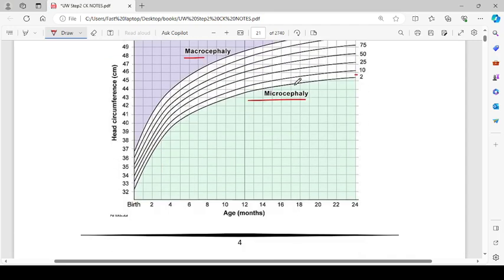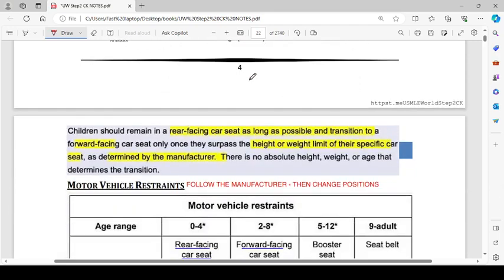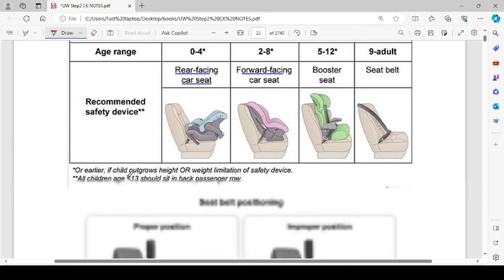Okay. And following, children should remain in rear facing car seats. Now we are talking about motor vehicle restraints. Children should remain in rear facing car seats, with transition to a forward facing car seat only once they surpass the height or weight limit of their specific car seat, as determined by the manufacturer. There is no absolute height, weight, or age that determines the transition.